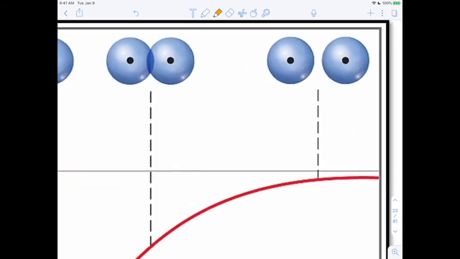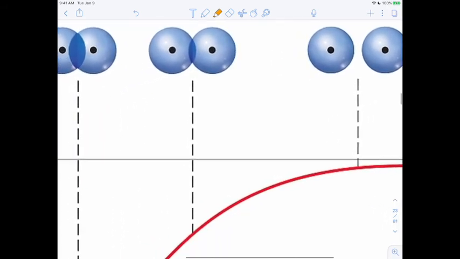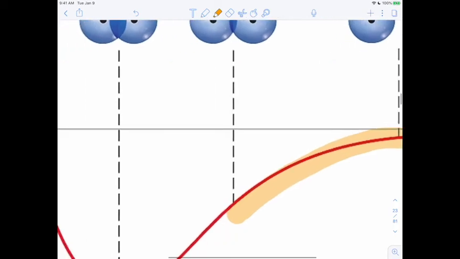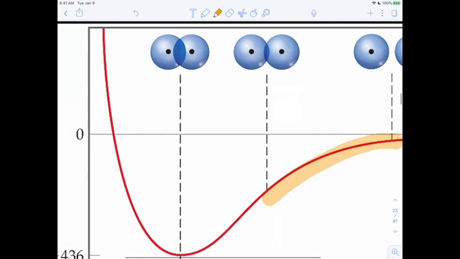As they start to overlap, notice the energy is going down significantly. That is what we want. We want a lowering of the energy. And they get even closer. And here they are. Now they have that nice overlap that we expect from the covalent bond.